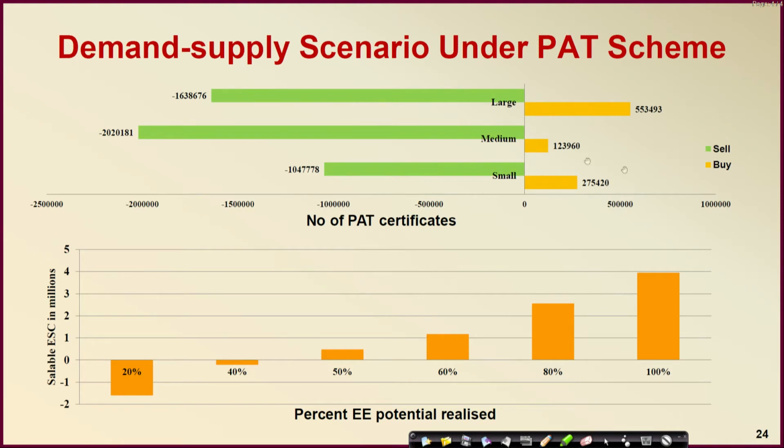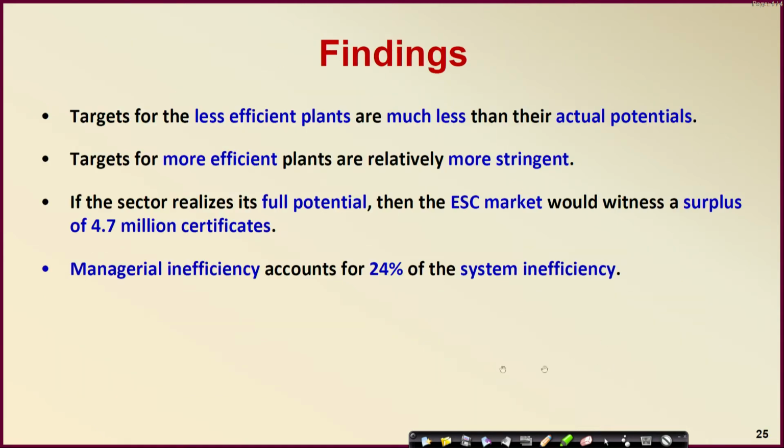So, you see who will buy? Those who are not doing well. And who will sell? Those who are doing well. So, if the total volume of units selling is large compared to the units that are buying, that means they are relatively doing better in performance. Is it all right? Another study was made on what happens if the EE potential realized is less by 20%, 40% and 100%. Anyhow, let us not get into details of that. Let us come to the findings.